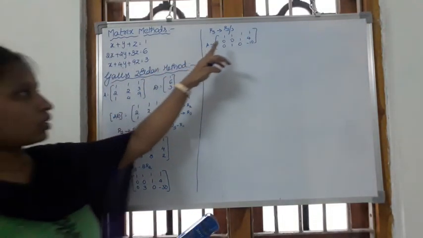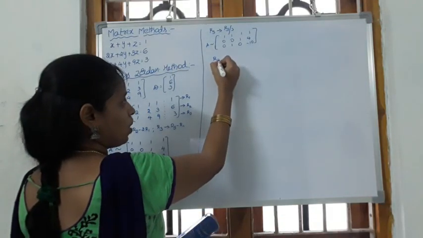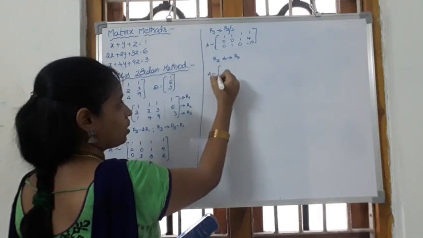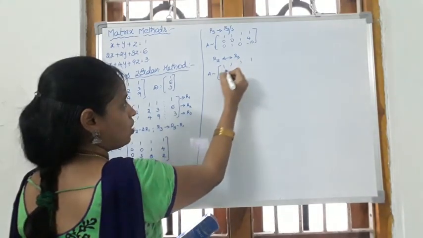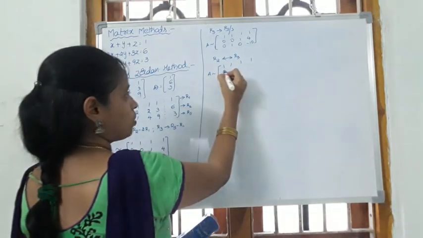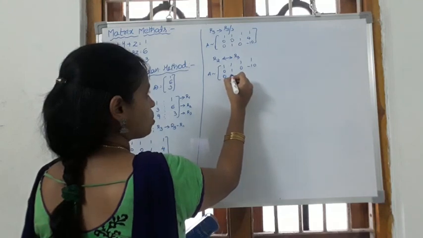Now the second row and the third row are interchanged. R2 and R3 are interchanged, to get the matrix with the first row as usual, and the third row becoming the second row. Now it becomes 0, 1, 0, minus 10 and 0, 0, 1, 4.